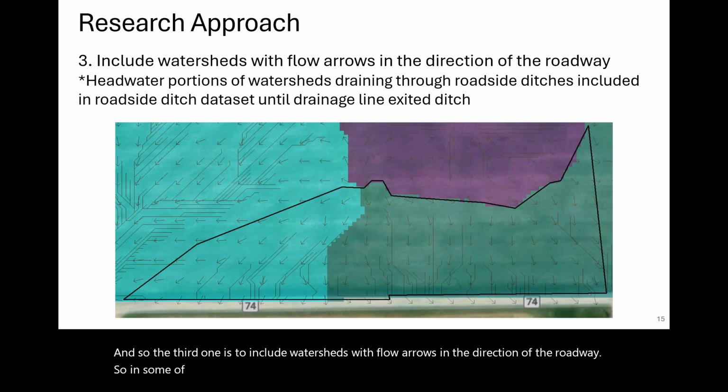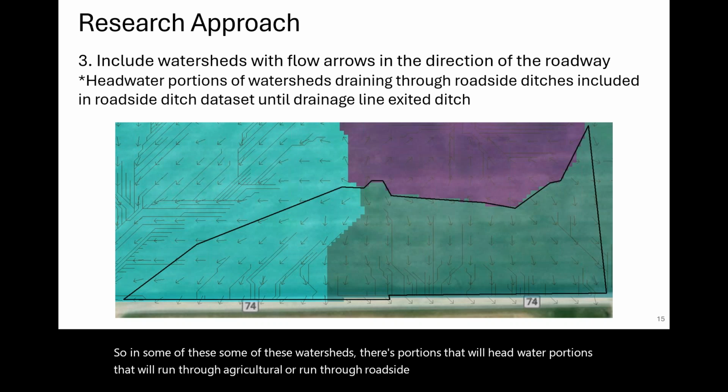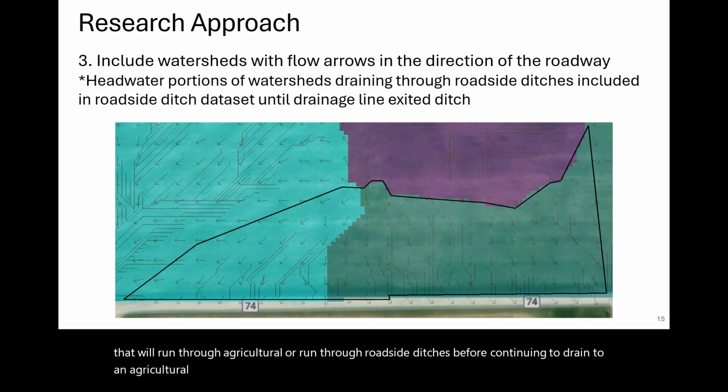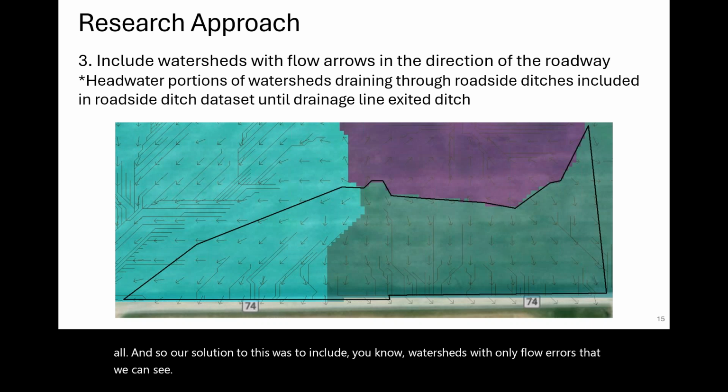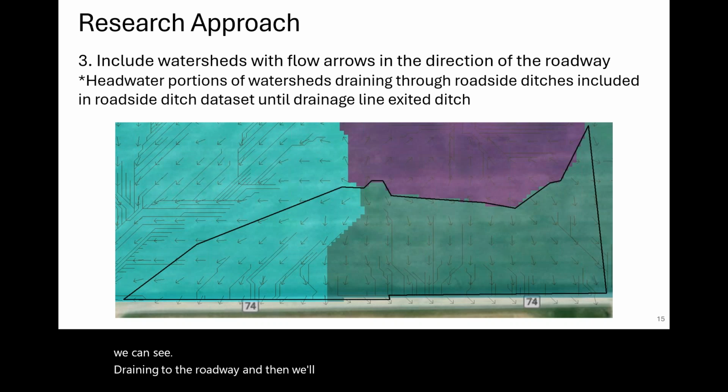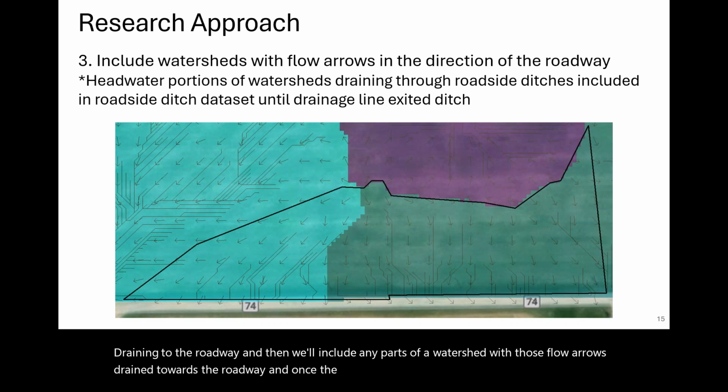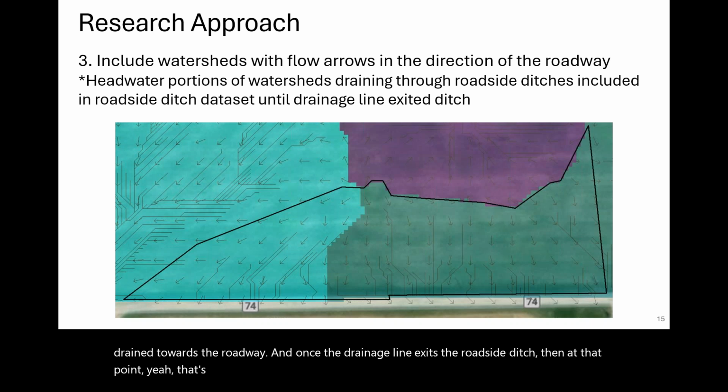So in some of these watersheds, there's headwater portions that will run through agricultural or run through roadside ditches before continuing to drain to an agricultural ditch. And this was also found in the paper I mentioned previously, Buchanan et al. And so our solution to this was to include watersheds with only flow arrows that we can see draining to the roadway, and then we'll include any parts of a watershed with those flow arrows draining towards the roadway. And once the drainage line exits the roadside ditch, then at that point, that's where we end the boundary for the watershed or for the roadside draining area.